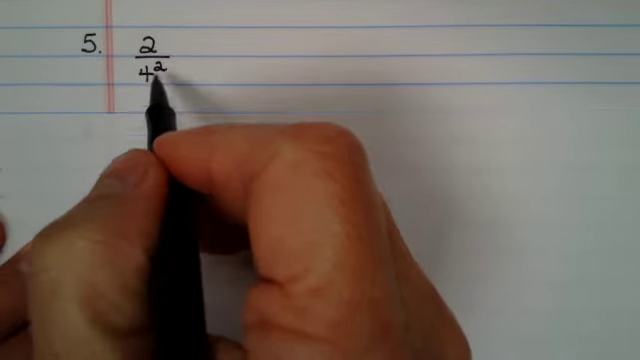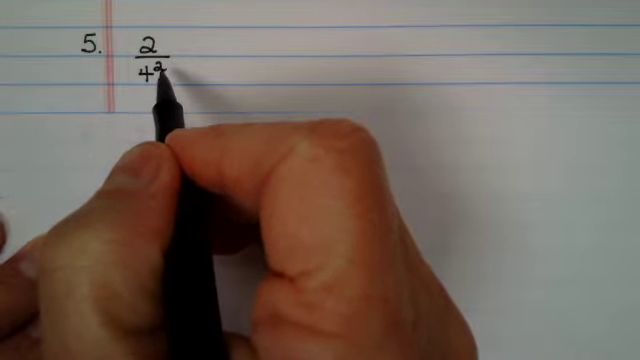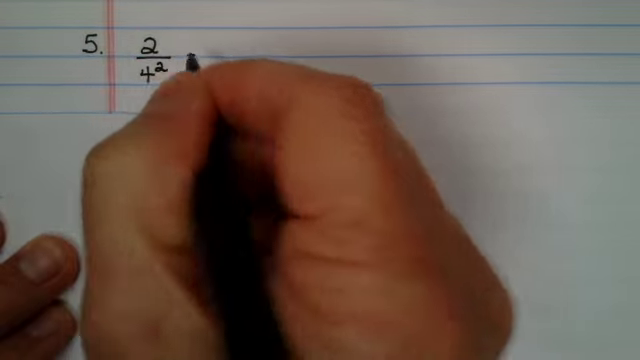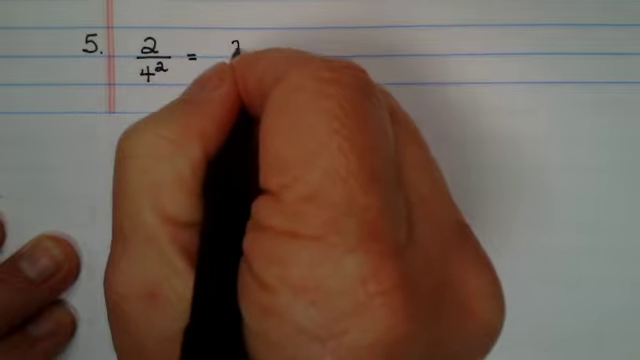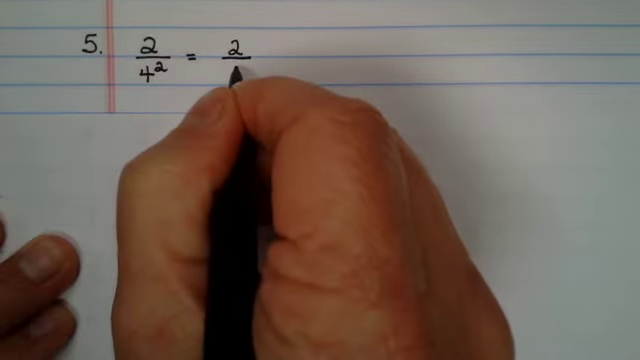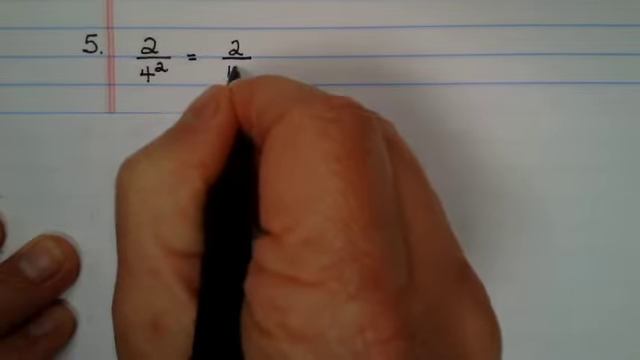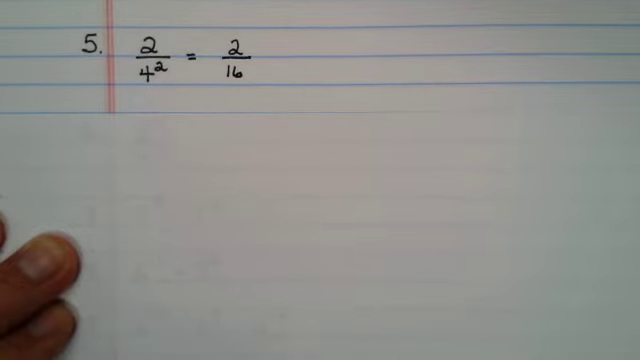Next example. Are my bases the same? No. Are my exponents the same? No. So that means I just really need to follow my order of operations. Do my exponent first, right here. 4 to the second power is 16. I can't take 2 and divide it by 16. So this is a fraction that needs to be reduced.